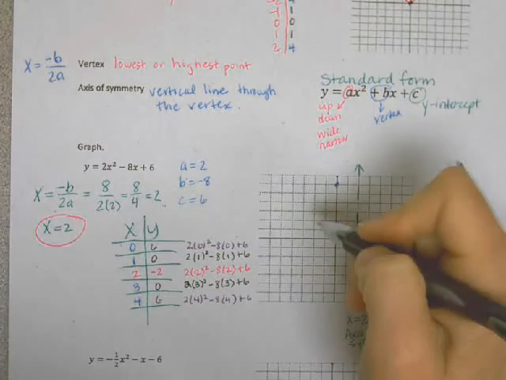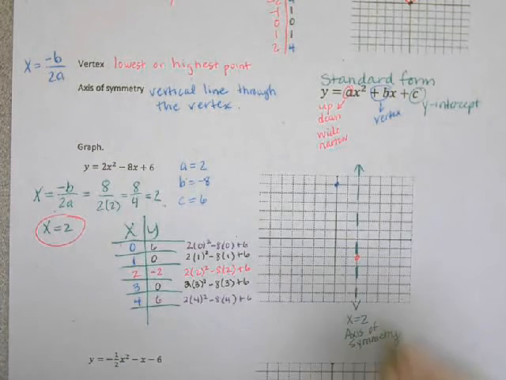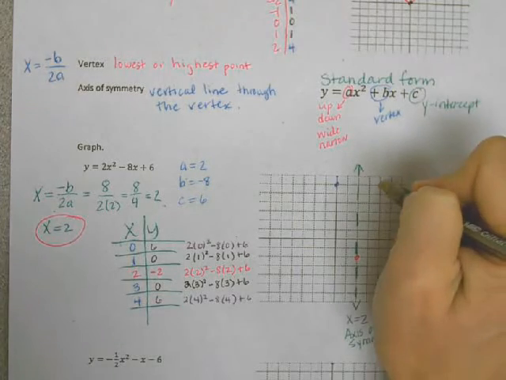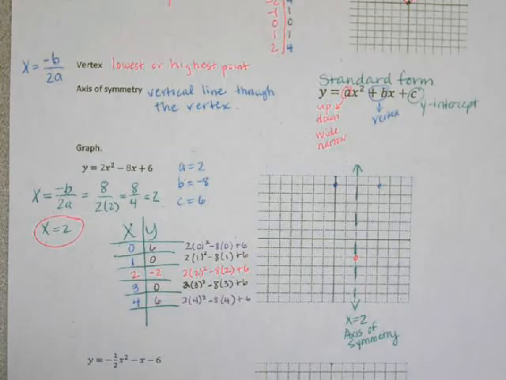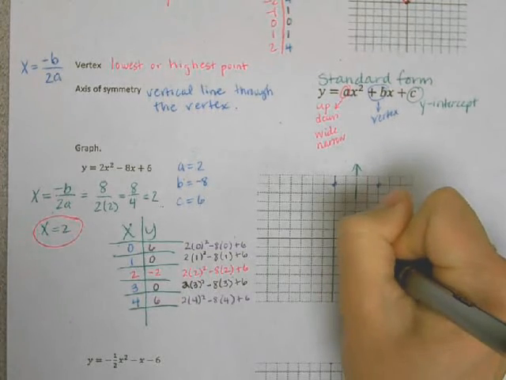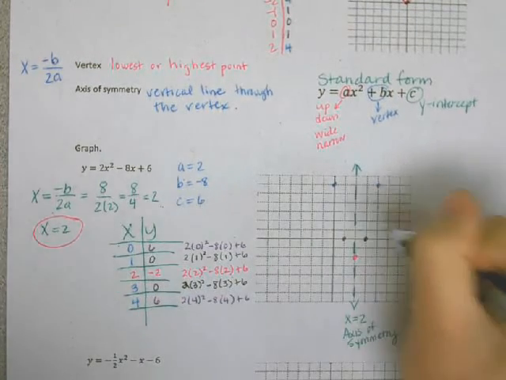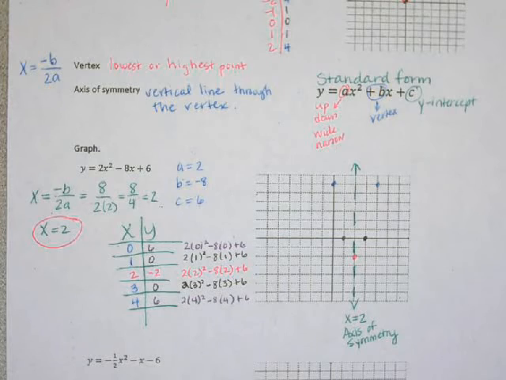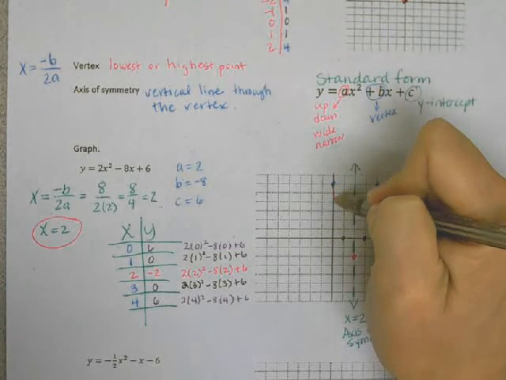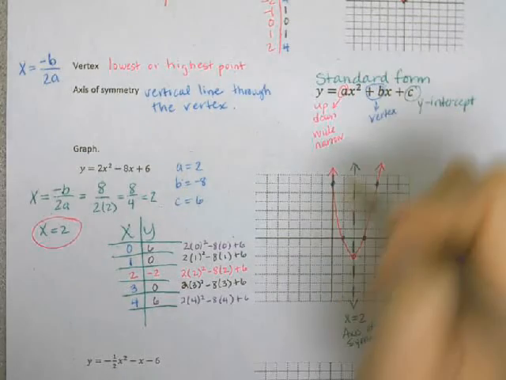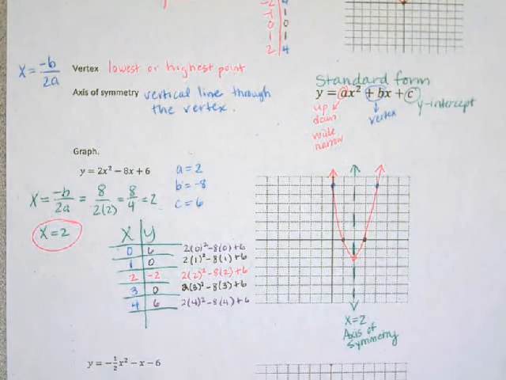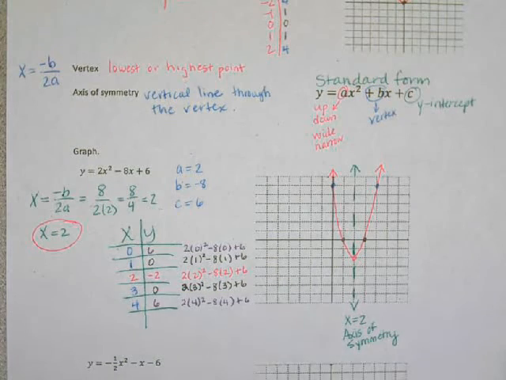So if I go plot these points, 0, 6, 4, 6, you'll see the symmetry. 1, 0, 3, 0. And then 2, negative 2. My graph should make a nice U-shape, not a V, a U. So that's the very first one. Please stop this video, rewind if you need to watch anything, and go to the next video.